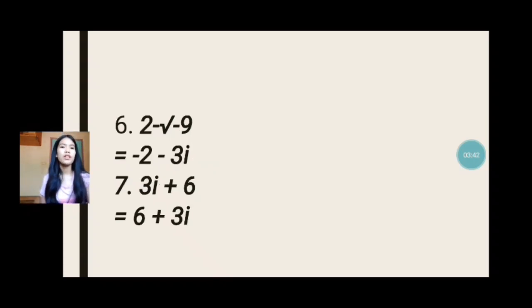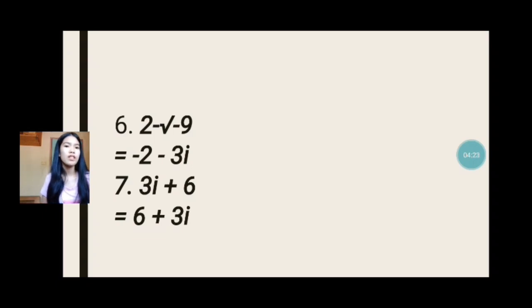Example number 6. 2 minus the square root of -9 is equivalent to 2 minus 3i, because the equivalent of the square root of -1 is i. That's why we put i and -3.